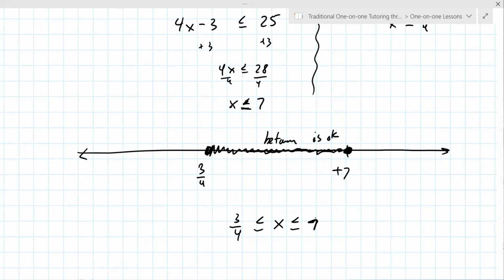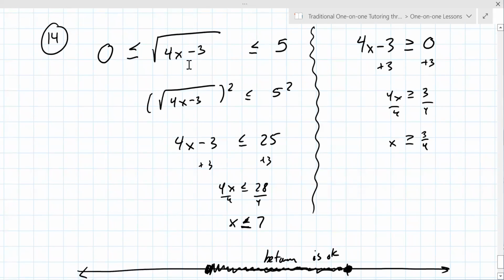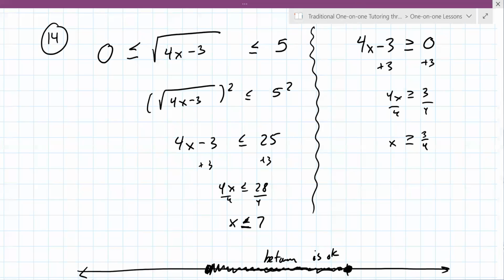So the only thing you have been lacking, or we didn't talk about and you didn't do in this problem, is you have to set the inside part greater than or equal to 0.